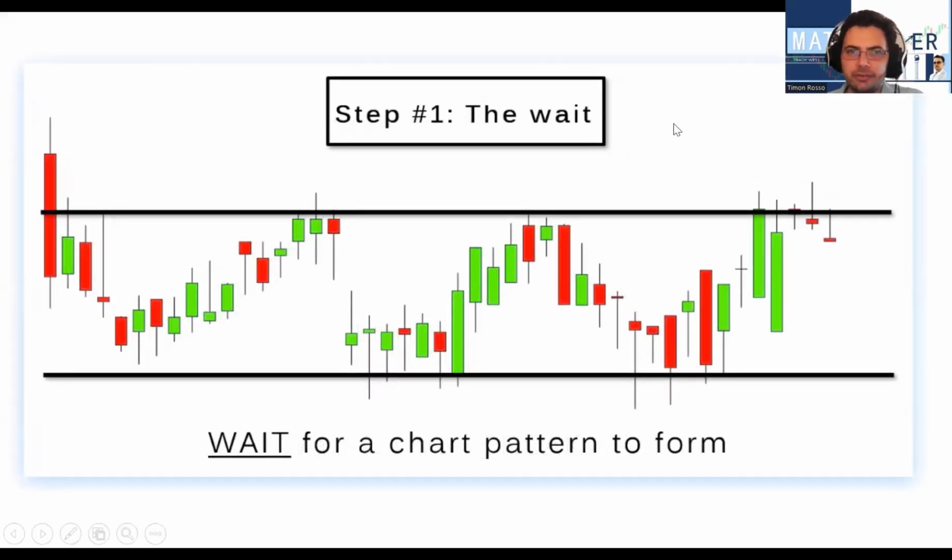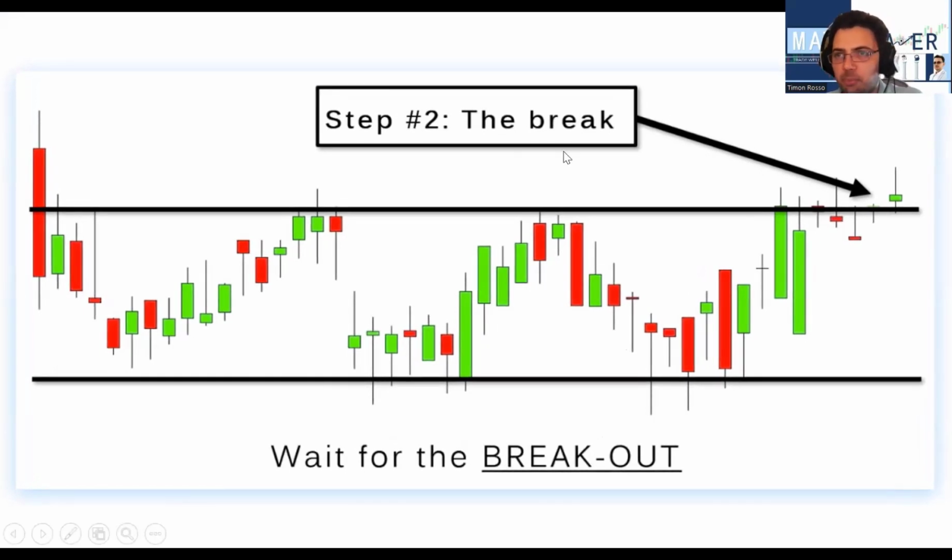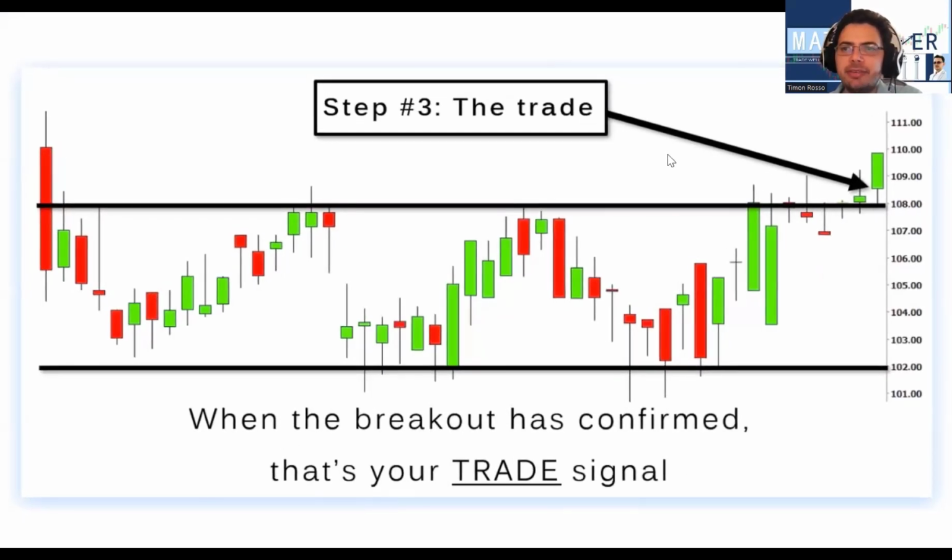Let's look at it with candlesticks. So step 1 is the wait. You wait for a chart pattern to form, in this case, a box formation. Step 2 is the break. Break is you wait for the breakout above the formation. Step 3 is the trade. JTTT, just take the trade. When the breakout has confirmed, that's your trade signal. That is where you get in. The open of it, you get in.